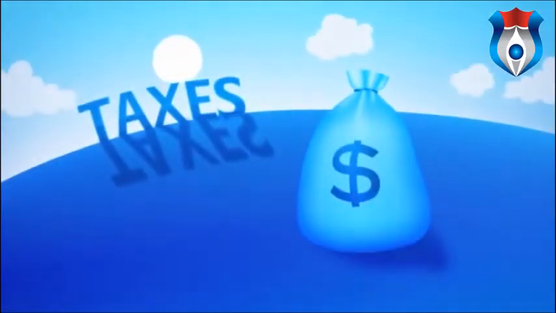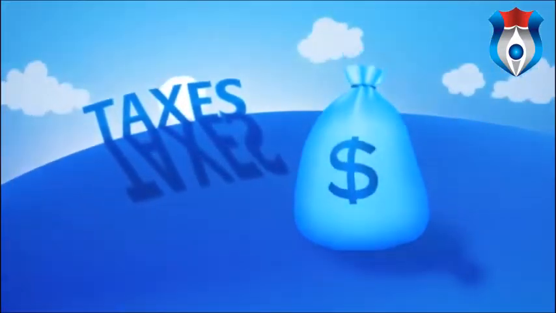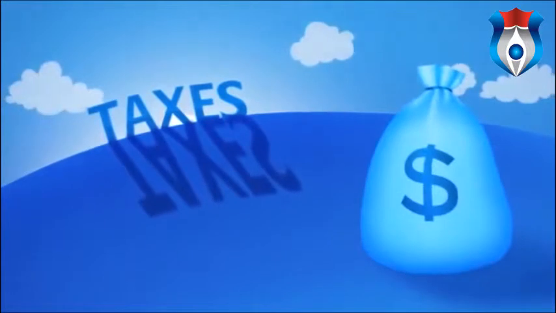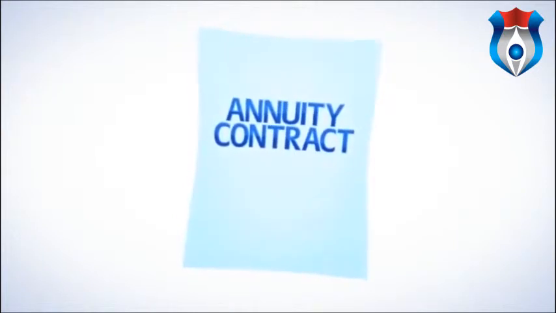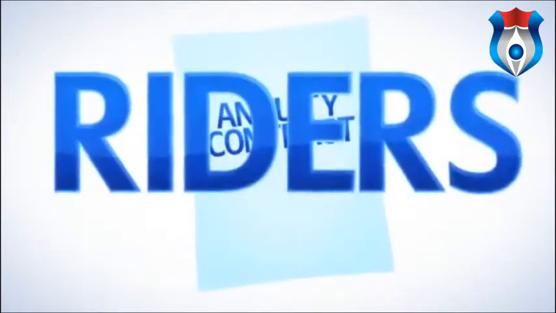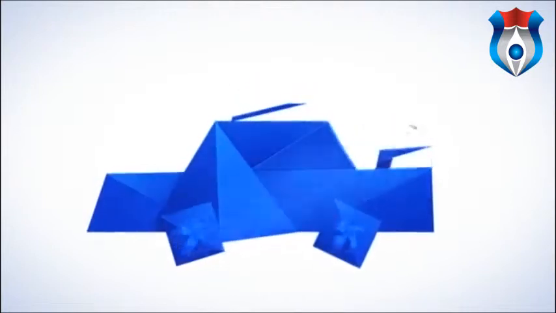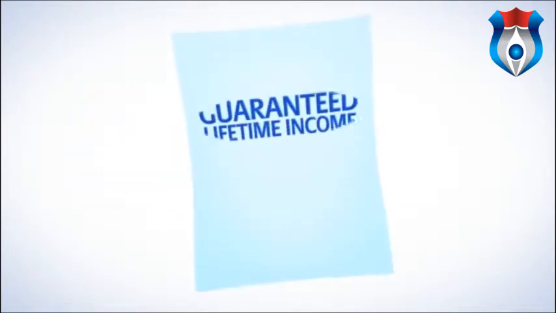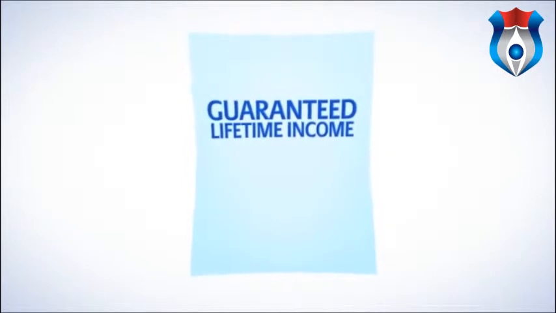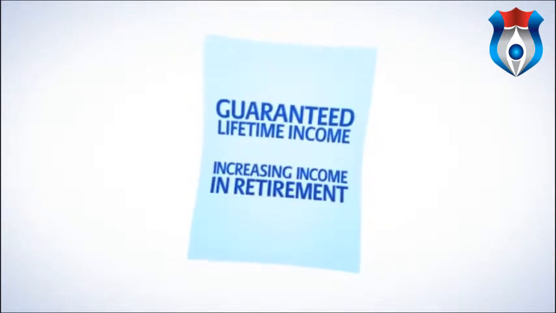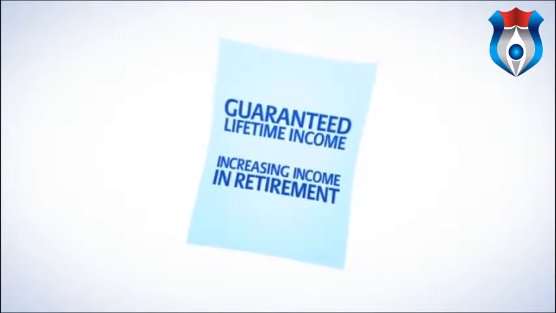An annuity can do other things too. It can give your money the opportunity to grow tax-deferred. Some annuities can help protect your money from market risk. And annuities can also be customized with extra features known as riders that you can add for additional costs, sort of like adding features to a new car. Some common riders include guaranteed lifetime income and the potential for increasing income in retirement to help protect against inflation.